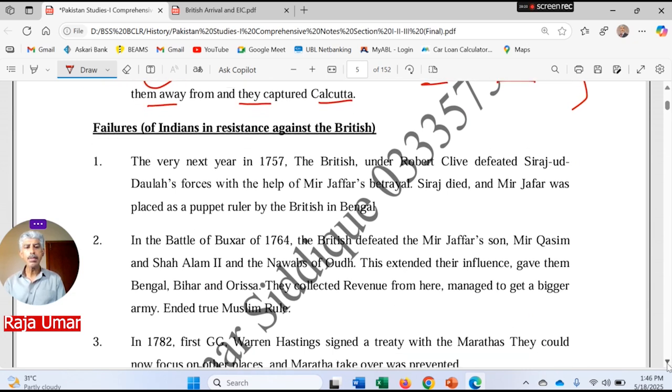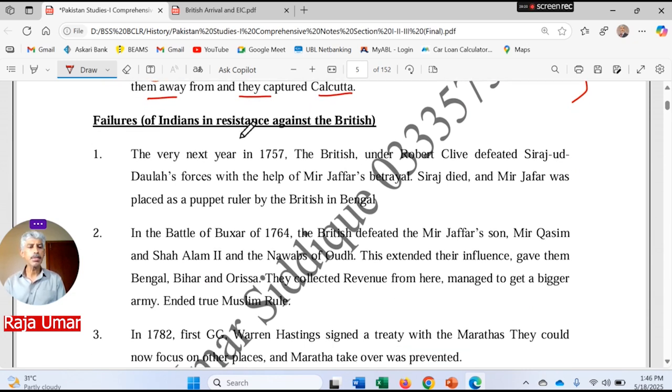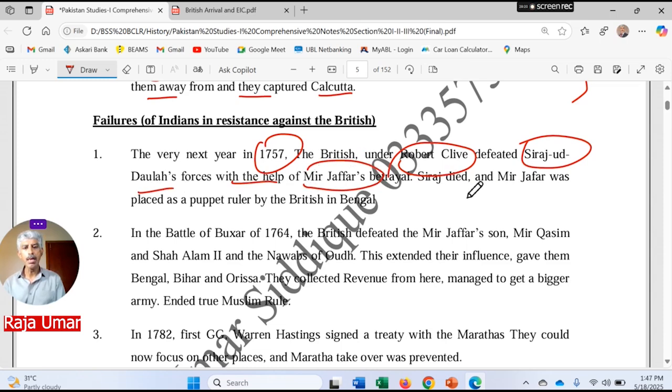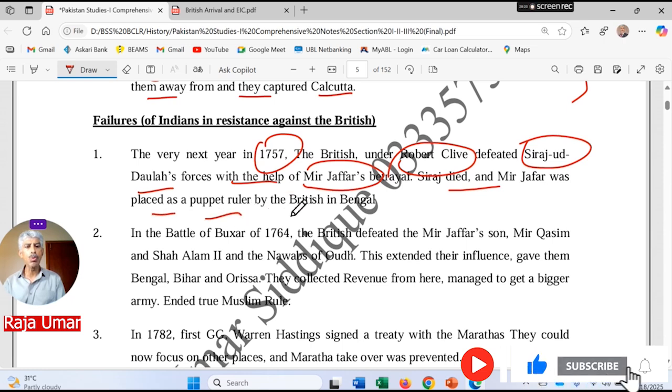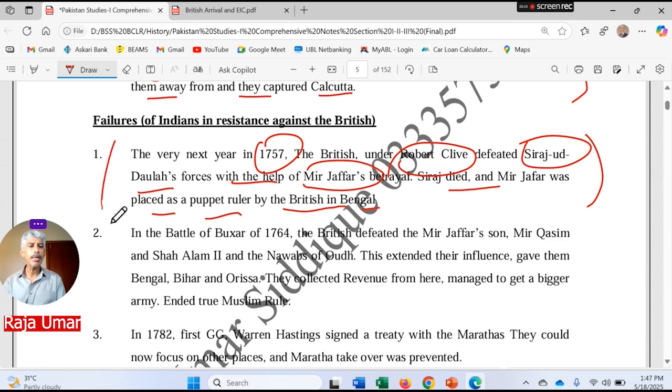Failures of Indians in resistance against the British. The very next year, in 1757, the British under Robert Clive defeated Siraj-ud-Dowla's forces with the help of Mir Jafar's betrayal. Siraj died and Mir Jafar was placed as the puppet ruler by the British in Bengal. So it means that Bengal came under the control of the British.